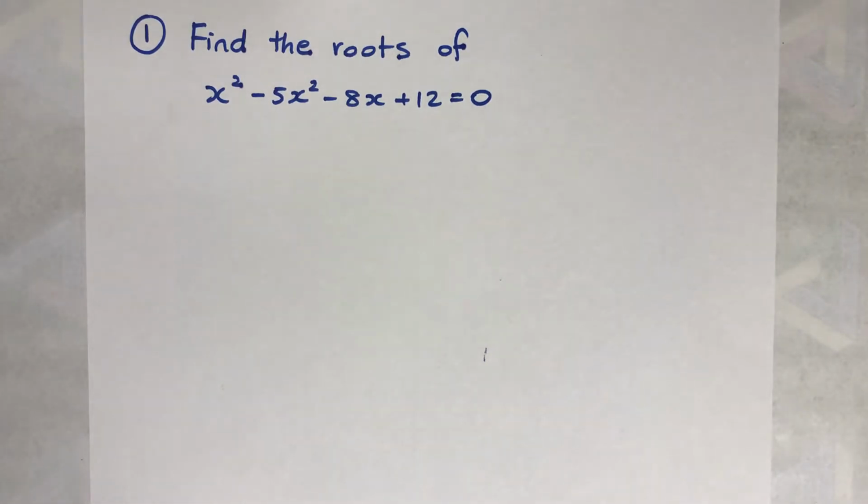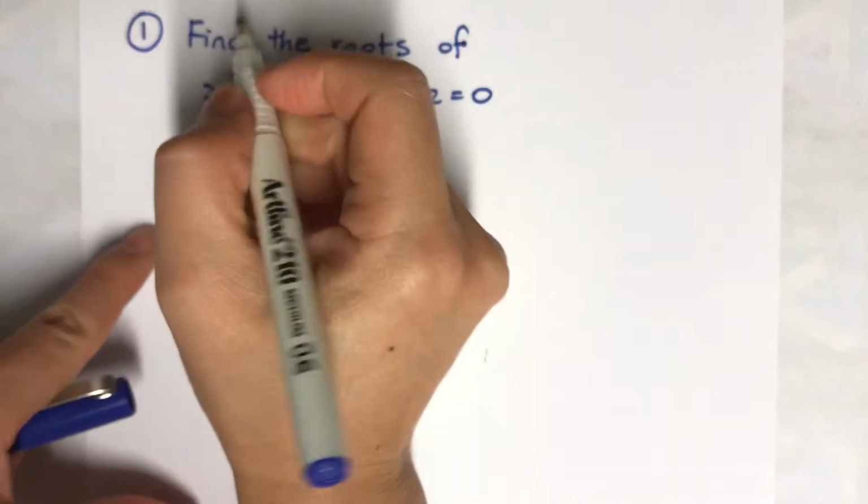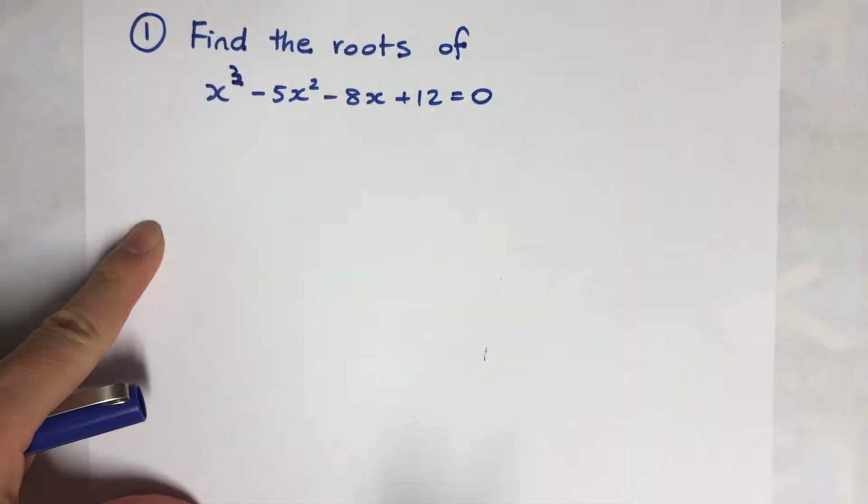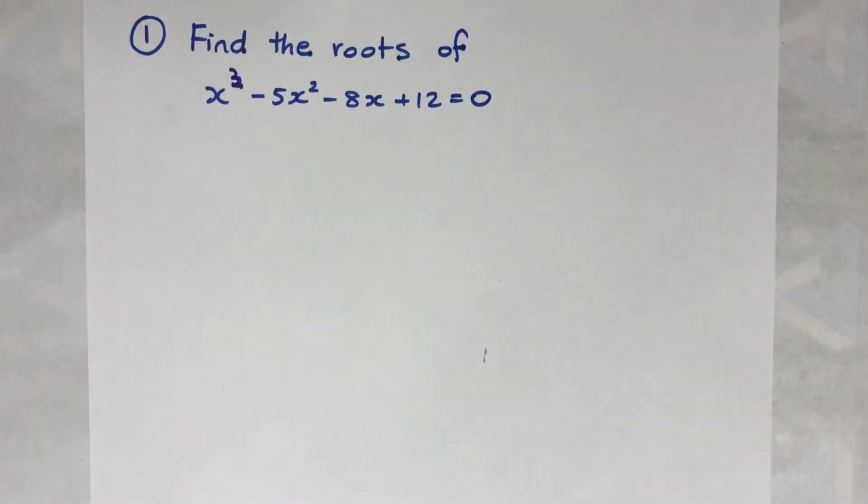Okay, find the roots of, oh, I made a mistake there, cube. Yep, x cubed minus 5x squared minus 8x plus 12 equals 0. Now roots are the solutions or zeros. So let's have a look at that.